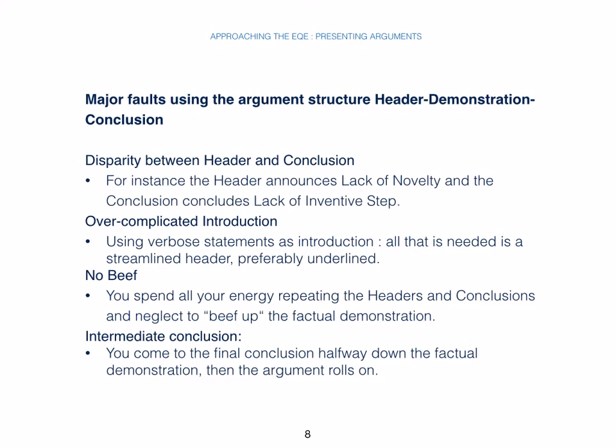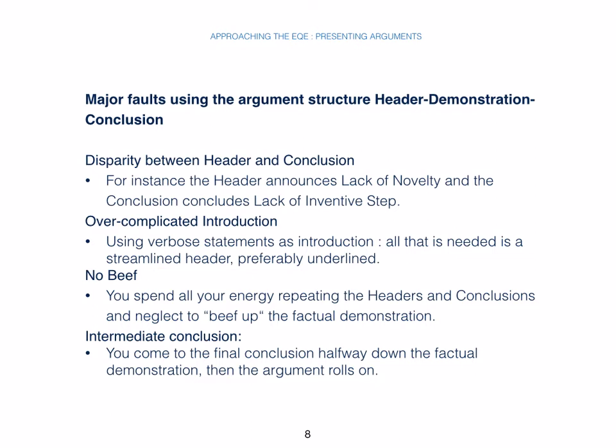Another common error is to come to an intermediate conclusion, or an unwarranted intermediate conclusion, where you come to the final conclusion halfway down the factual demonstration, then the argument rolls on until it peters out.